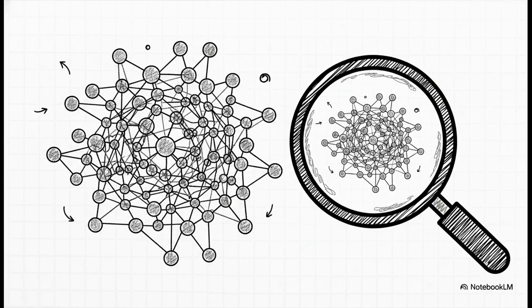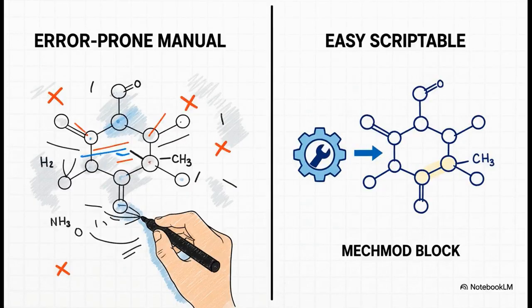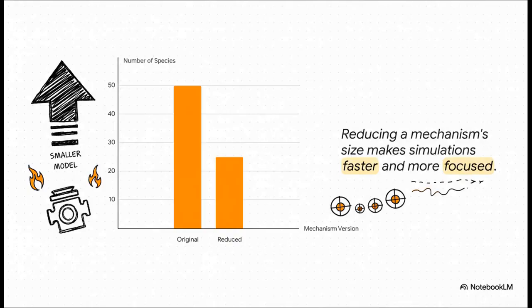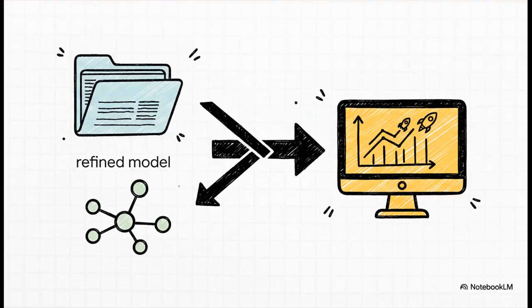So, with your data all clean, the focus shifts to the chemical model, also called a mechanism. And instead of slow manual editing, you use the MSRCHMOD block for fast, scriptable changes. For example, check this out. One command can strip out everything but these specific elements, instantly. And why does that matter? A smaller model means way faster simulations. It's a huge deal.